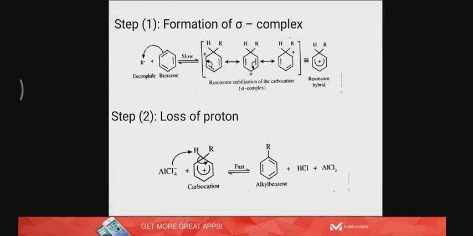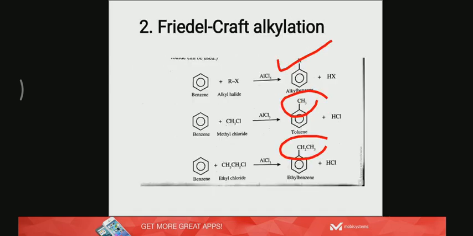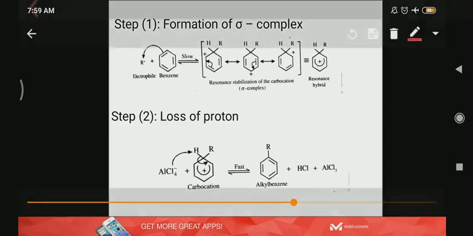Coming to the two steps in the mechanism, once the electrophile is generated, it will attack the benzene ring, forming the sigma complex as usual. It's now very clear to you. It's analogous. So the sigma complex is formed, the arenium ion is formed, which is resonance stabilized. We shift the pi bonds towards the electron deficient carbon, forming the next two structures. There are three resonance structures here, very important. And we represent the resonance hybrid here.